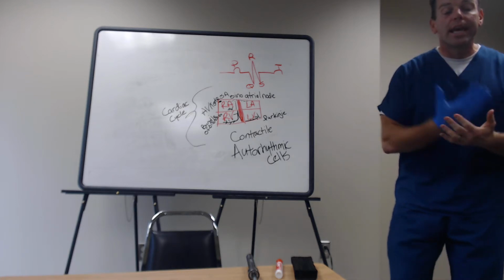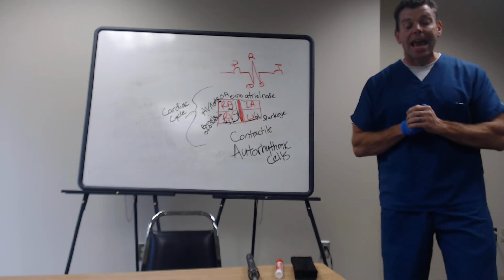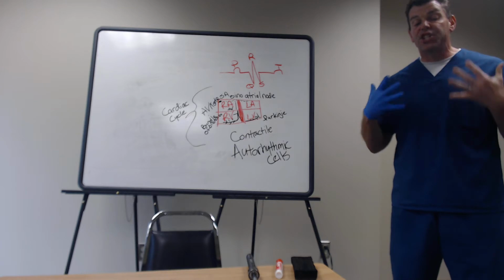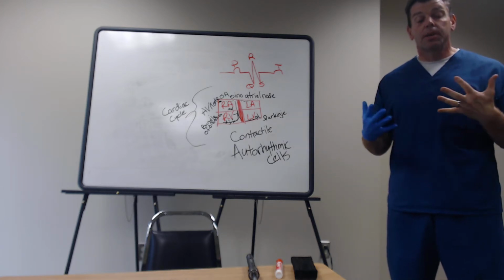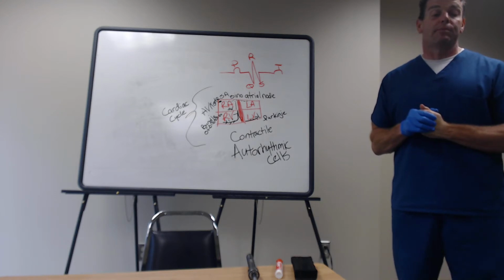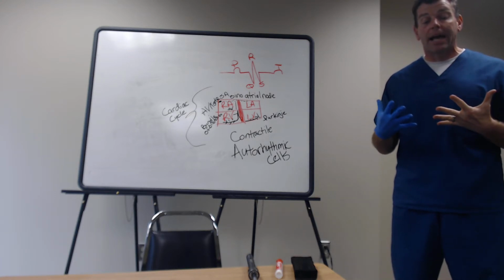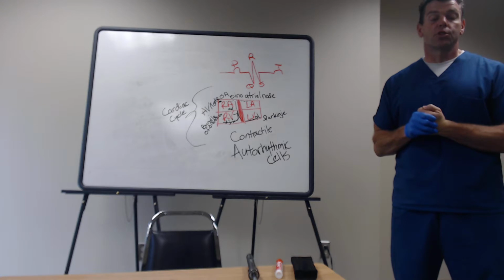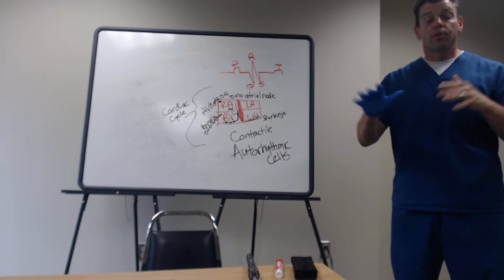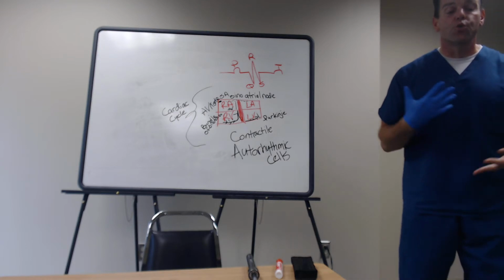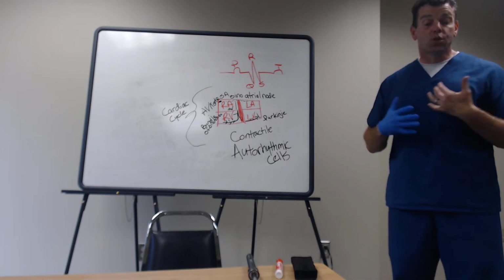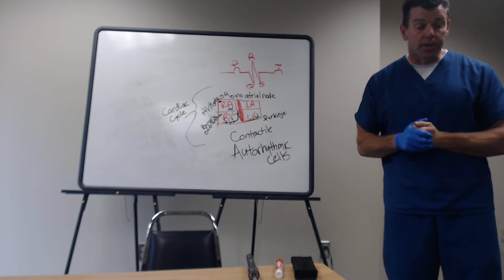And so when the SA node was sending out 70 to 80 impulses per minute and stimulating the heart, well, the AV node only sends out stimuli about 40 to 60 times per minute. So right off the bat, the heart doesn't work as efficiently as normal. And so the AV node's doing the best that it can, but the heart is just not working as rhythmically and as efficiently as what it would be under normal circumstances.